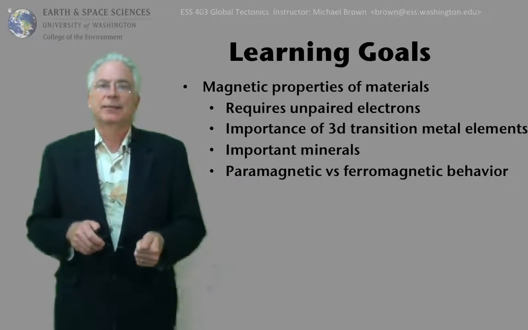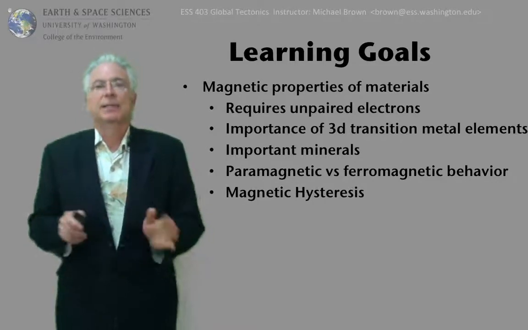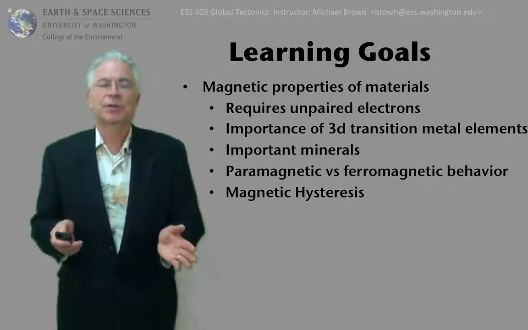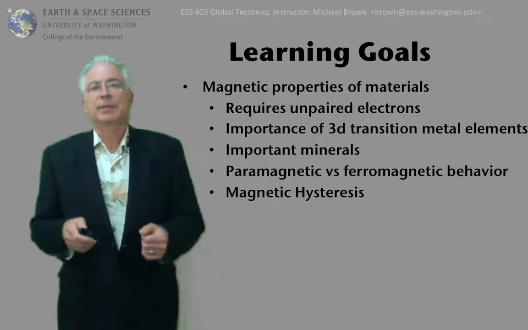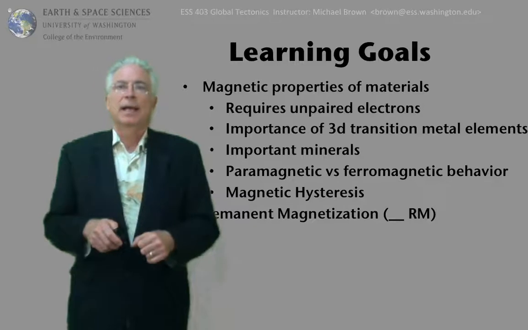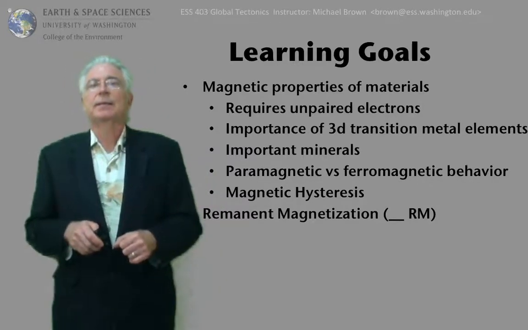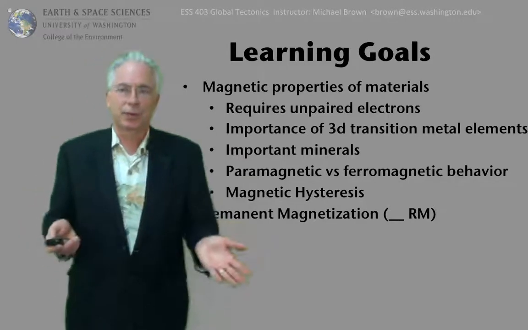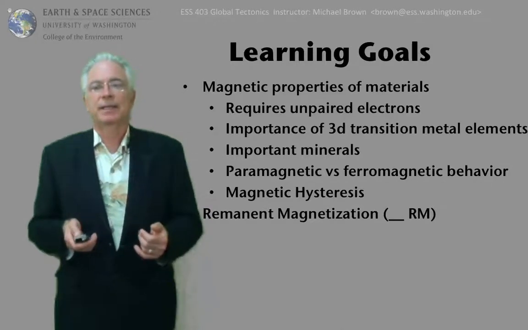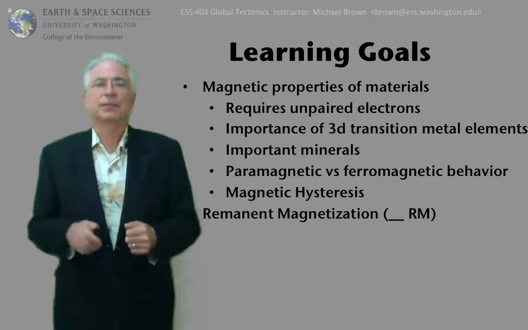You'll need to understand the difference between paramagnetic and ferromagnetic behavior. And I'll introduce a concept of magnetic hysteresis, which will allow us to understand exactly how a material becomes magnetized. Finally, I'll talk about a set of different ways in which rocks contain remnant magnetization, or a record of the magnetic field at the time something happened. All of these remnant magnetizations are abbreviated as a letter RM for remnant magnetization.